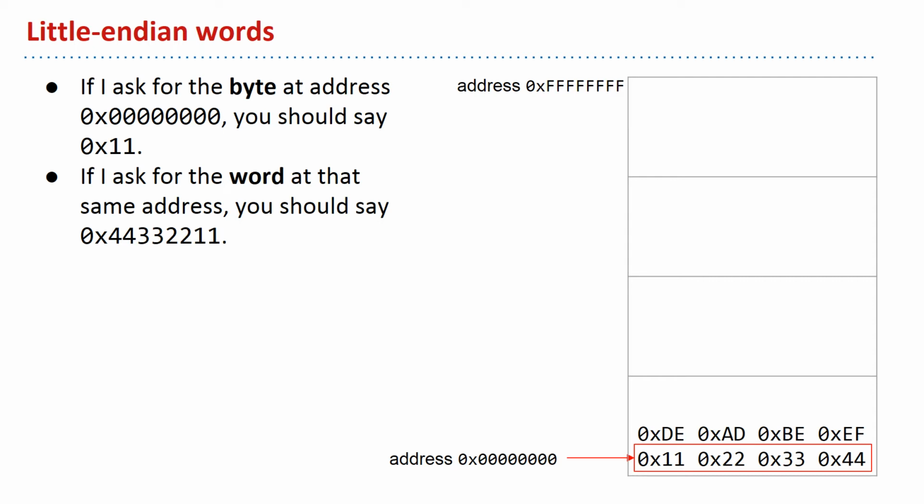So I can ask you to read off the entire word, and so that means you would have to take the 4 bytes at the address, right? So in this case, the address 0, I would have to take all 4 bytes and then read them backwards. So give you 44332211 as the word. But I can also ask you, what is the byte at this address? And then you would just read off the very first byte there, and that's 11.